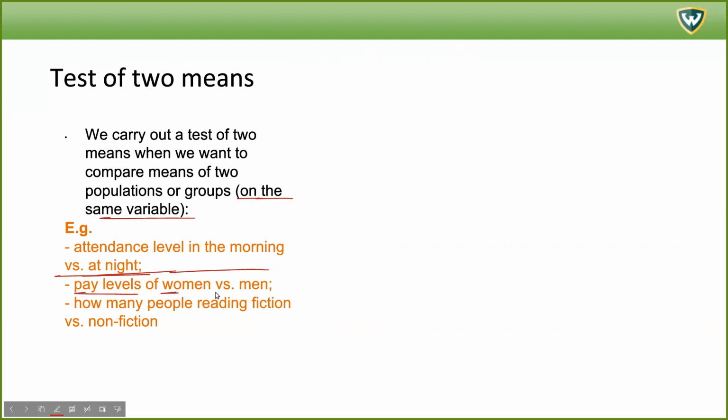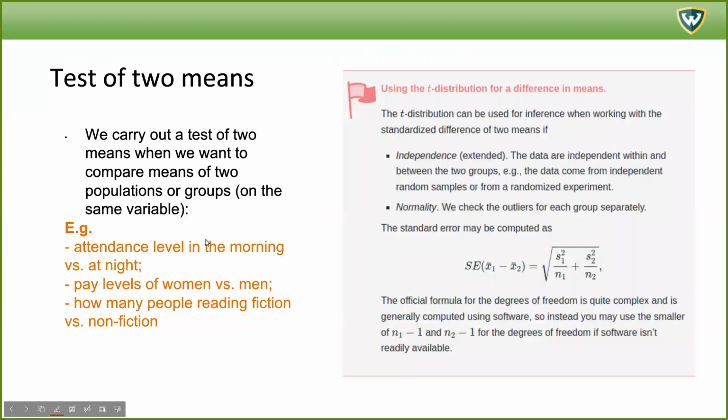Or for example, pay levels of women versus men. How many people are reading fiction versus how many people are reading nonfiction, and so on ad infinitum. So this is a very useful test, and it can be applied to all sorts of situations in the world. And as we're following the theory-based approach, we're going to use the t-distribution for differencing means. The t-distribution can be used for inference when working with a standardized difference of two means if, once again, we have independent samples and normality.